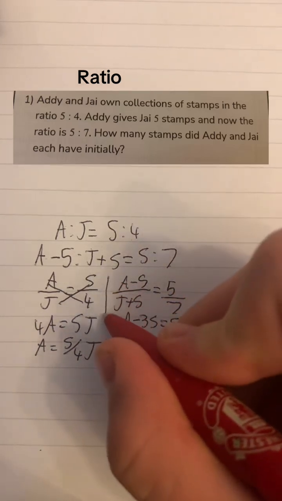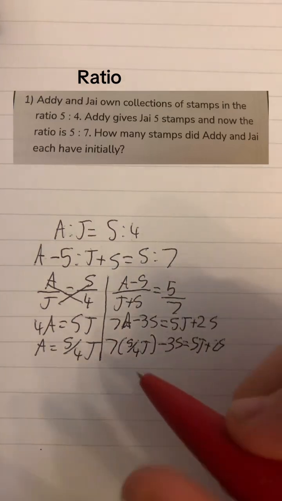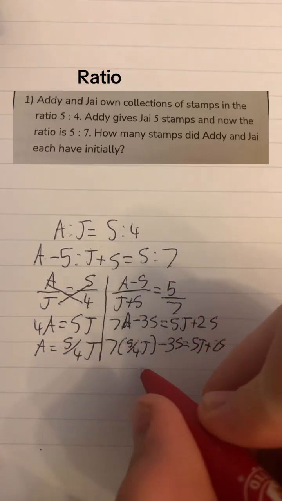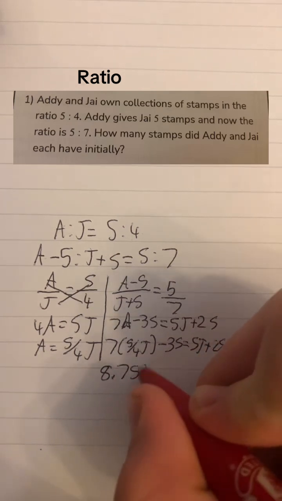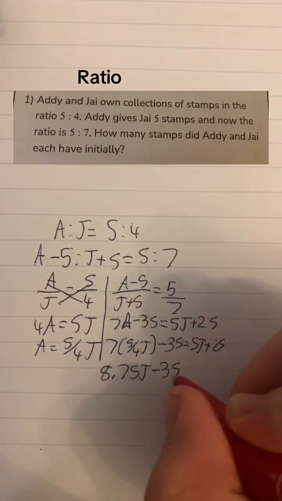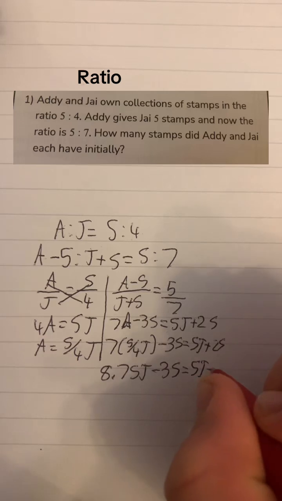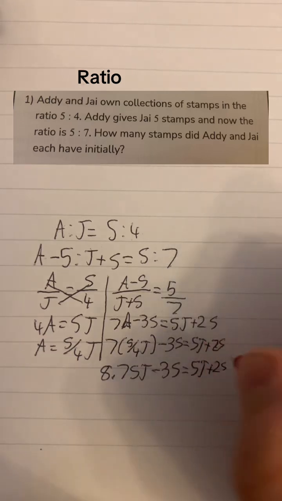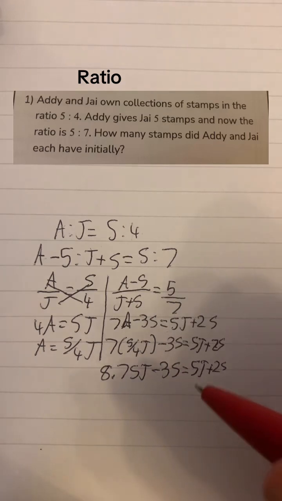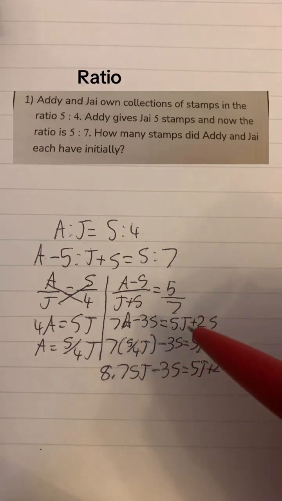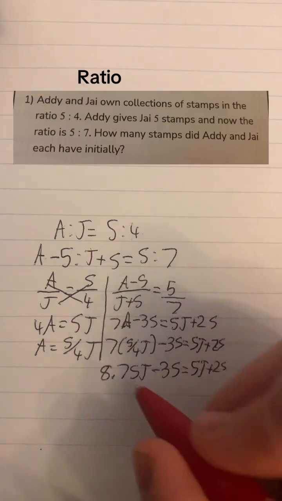I'll just put a line here so you can tell it's not together. So 7 times 5 over 4J is 8.75J minus 35 equals 5J add 25. I wrote it as a decimal because I find working with decimals is a bit easier, but if you find working with fractions is easier, keep it as a fraction.